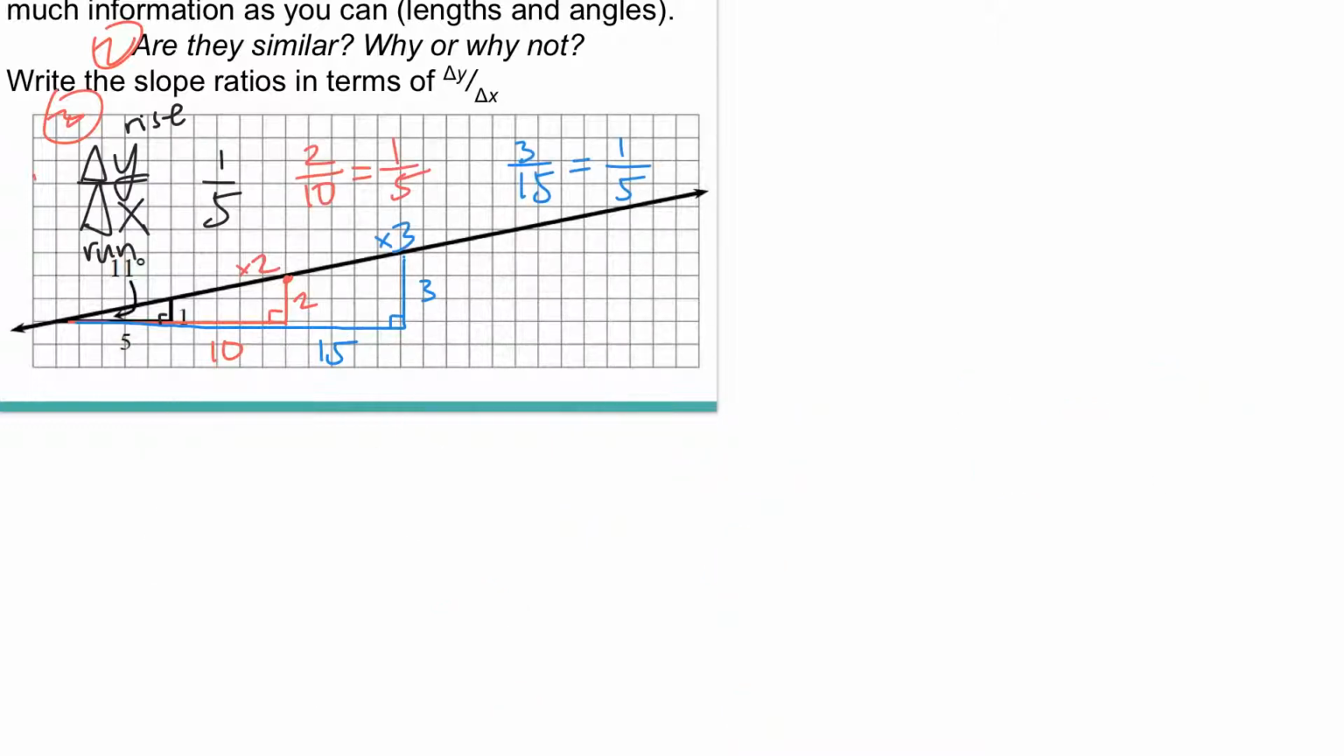Now notice how all these triangles, it's 1 over 5. Let me pick a different color. 1 over 5, 1 over 5, and 1 over 5. So because all these triangles are similar, and because they all have the hypotenuse on the same line, I know that the slope ratios are going to all be the exact same. So slope ratio was always 1 over 5 in this case.